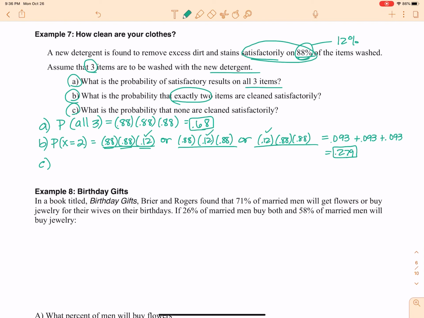All right, part C. What is the probability that none of them are cleaned satisfactorily? Well, this is the probability that x equals 0. So none of them would be 0.12 times 0.12 times 0.12, which would give me 0.001728, just like that. We don't have to take into consideration the first one, second one, or third one being cleaned unsatisfactorily, because 0.12 is 0.12. Are you with me? So that is how we are going to do example 7. Enjoy.